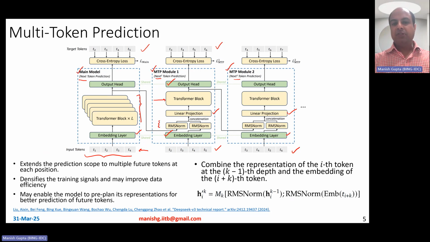Now, for each of those linear projections, essentially, you combine the representation of the ith token at the k-1 depth and the embedding of the i plus kth token.